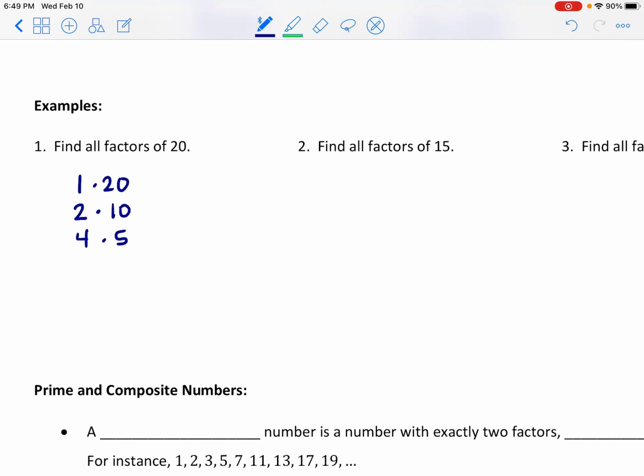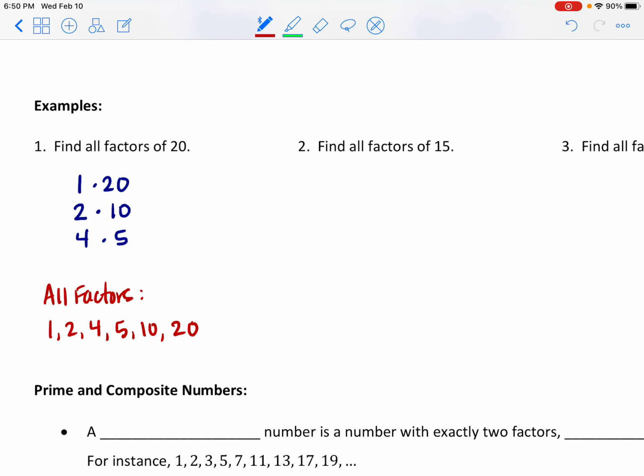And then if I go to the next number, I get 5, which I already have in my other list, so that tells me that I can stop, because then I'm going to just start recycling my list again. So if these are all of the two-number factorizations, then I've captured all of my factors on the list. So all factors of 20 would include 1, 2, 4, 5, 10, and 20.